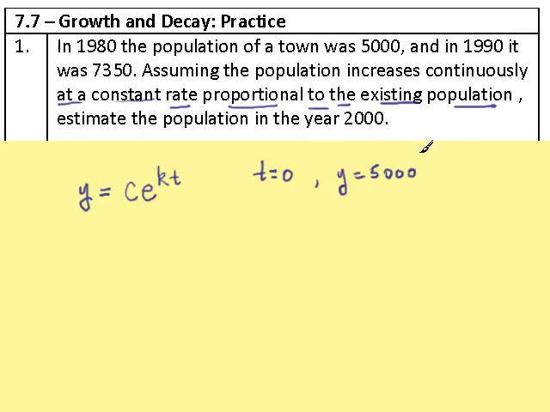All right, let's use that information to figure out c. So we're going to just substitute t equals 0, and we have 5,000 is equal to c e to the k times 0. This is e to the 0, which is 1. So we have c is equal to 5,000. All right, so let's fill that in, 5,000 for c.